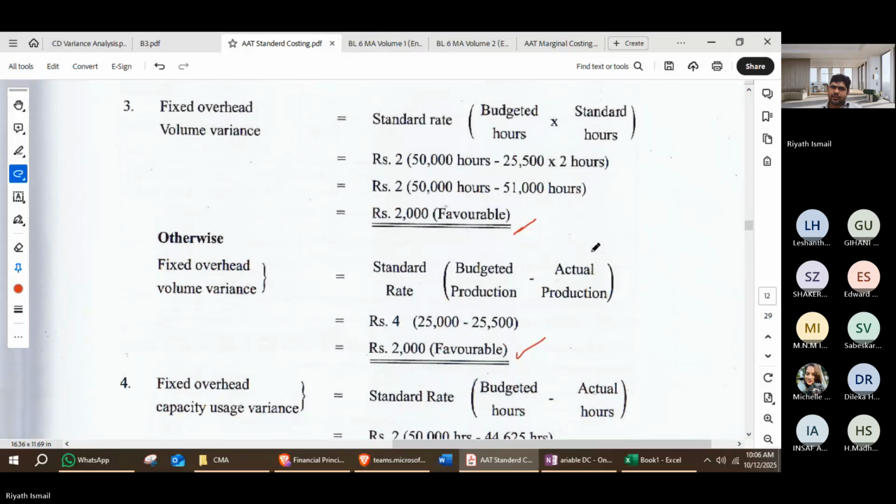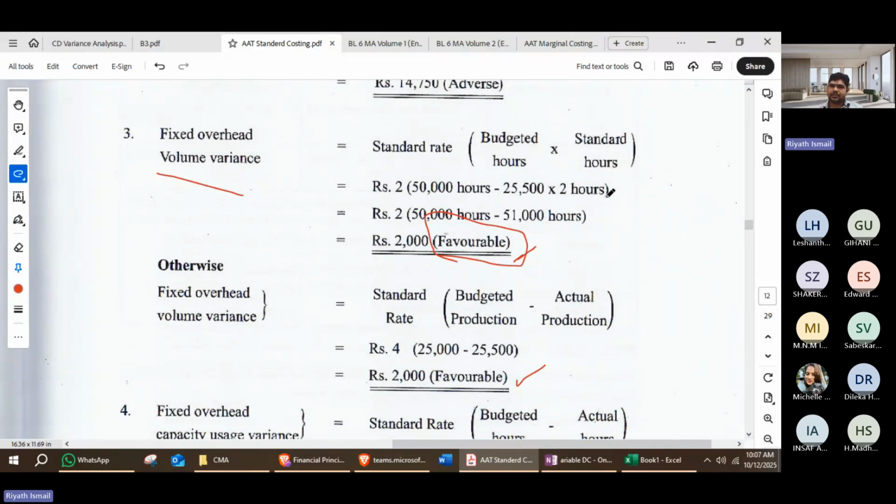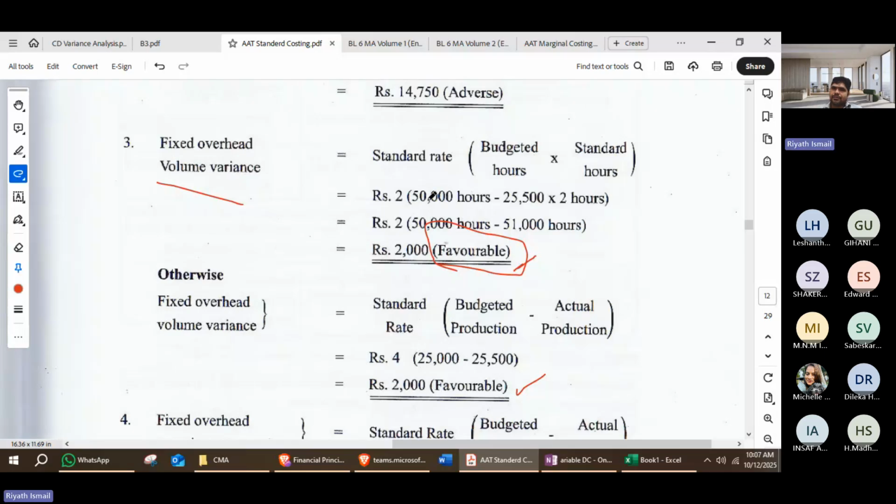Here, fixed overhead volume variance. So I ask whether this is favorable or adverse. Now look at these statements. Budgeted hours 50,000, standard hours 51,000, then 1,000 favorable. Budgeted production 25,000 and actual production 25,500, then 500 additional units at a 4 rupees standard rate. Clear?